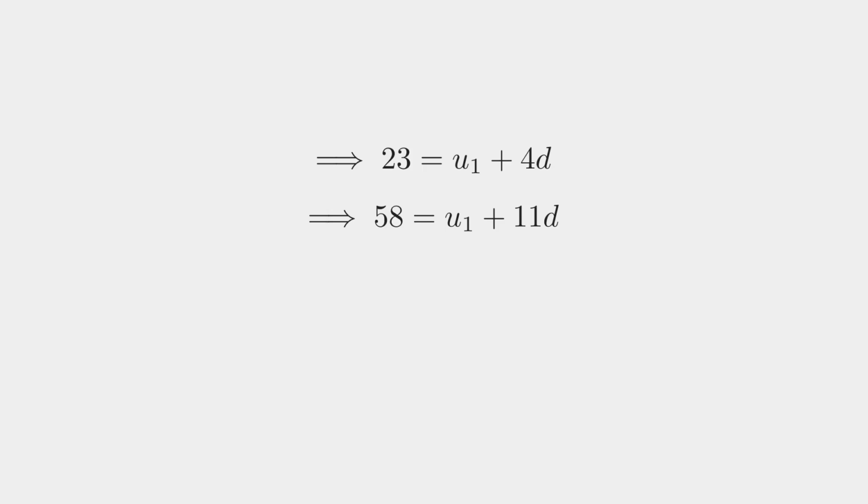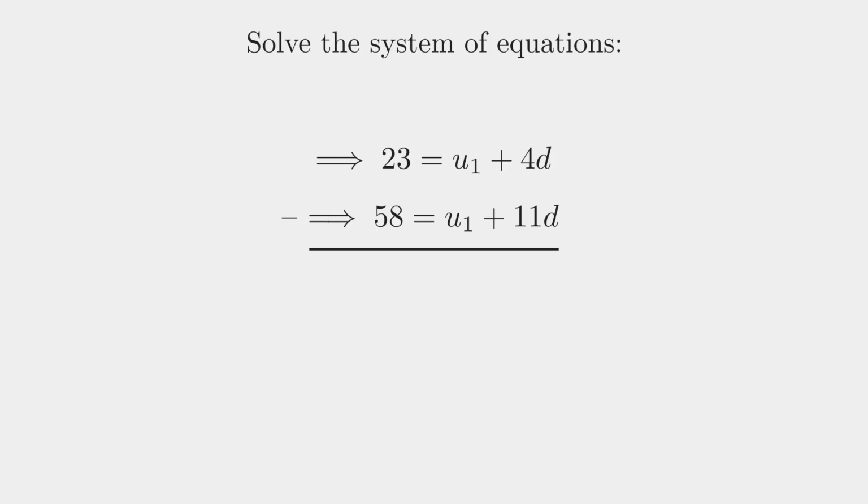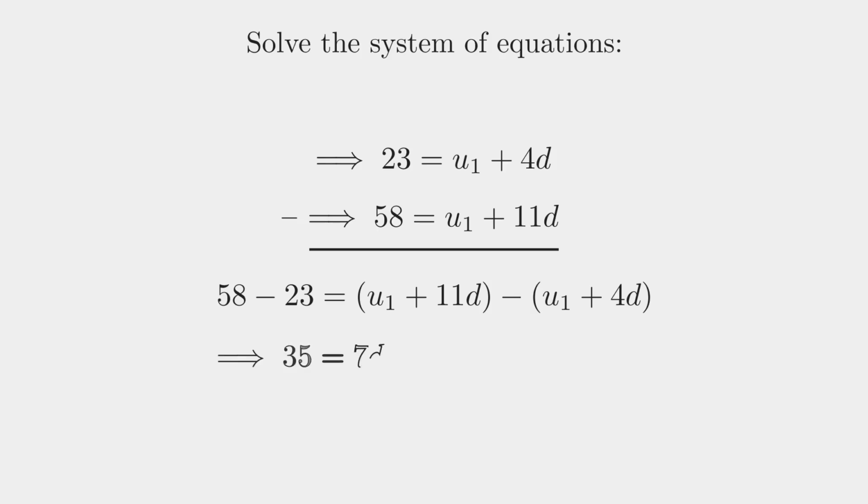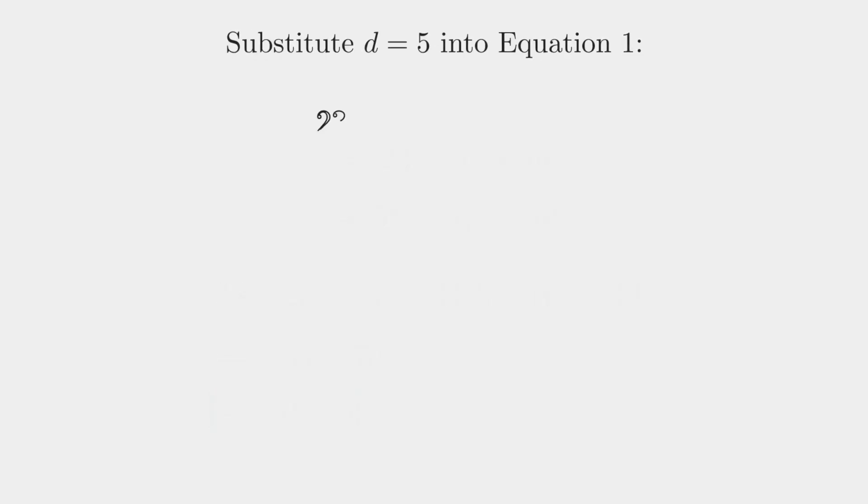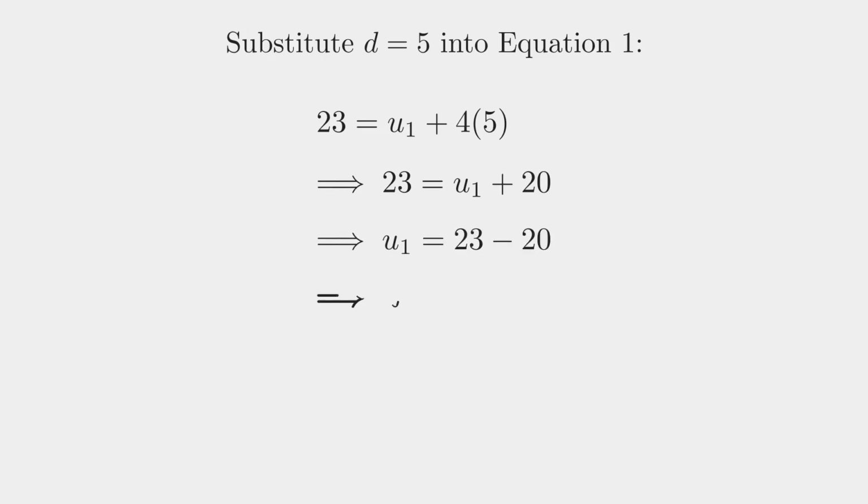Notice here that in both equations, we have U1. This means if we solve this by elimination, we subtract both equations to get 58 minus 23 is equal to U1 plus 11D minus U1 plus 4D. This simplifies to 35 is equal to 7D, since U1 and U1 will cancel each other from each equation. So D is equal to 5. Replacing D in equation 1, we get 23 is equal to U1 plus 20. This means that U1 is equal to 3.